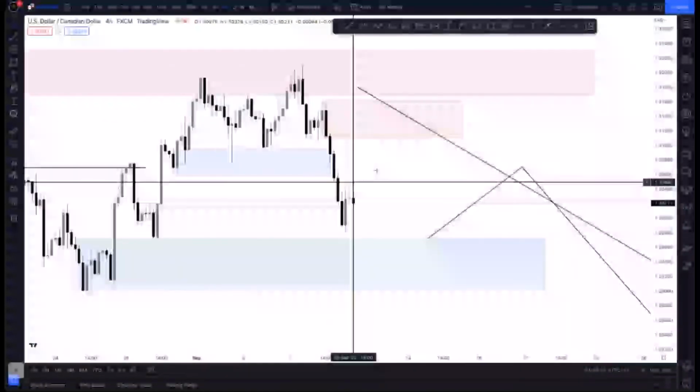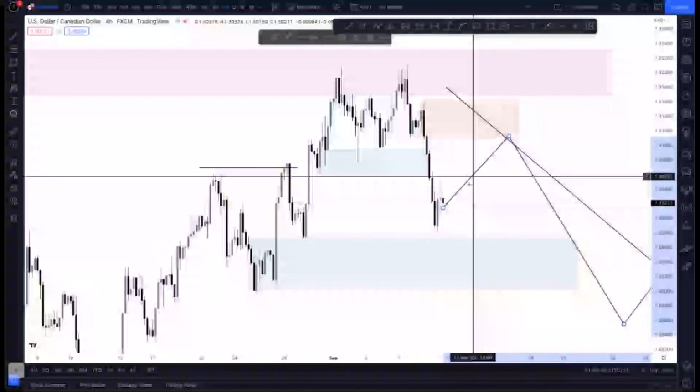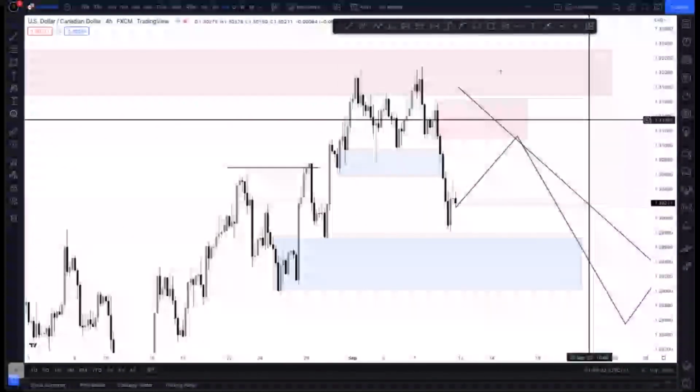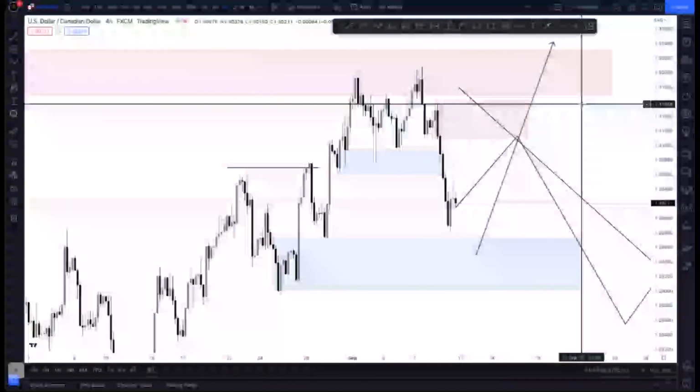We have a supply zone at that point there. So our expectations still remain the same: for the market to push back into the supply zone and continue pushing to the downside, or for the market to come to the demand zone and we push to the upside. So those are our expectations on USDCAD.